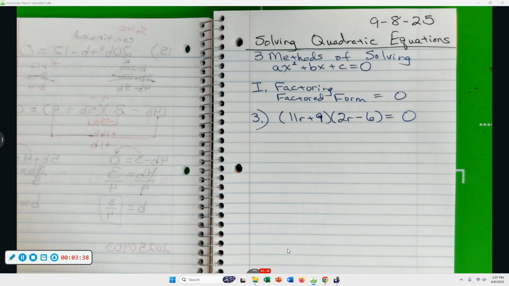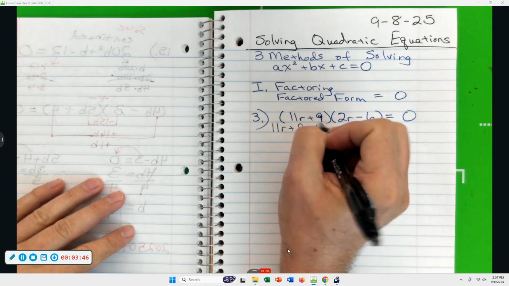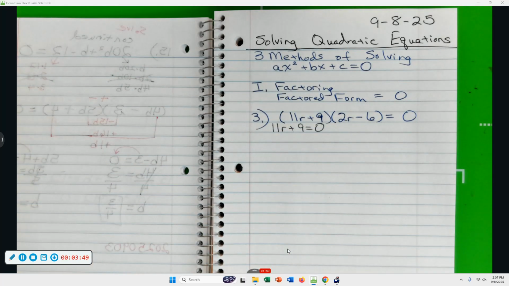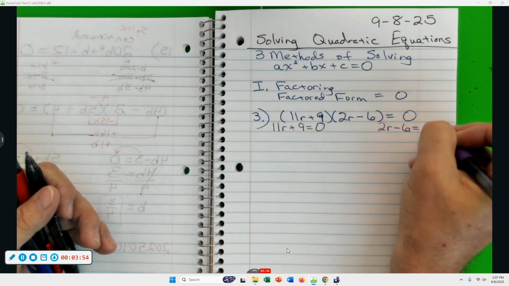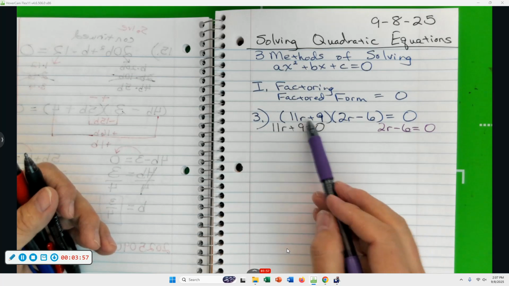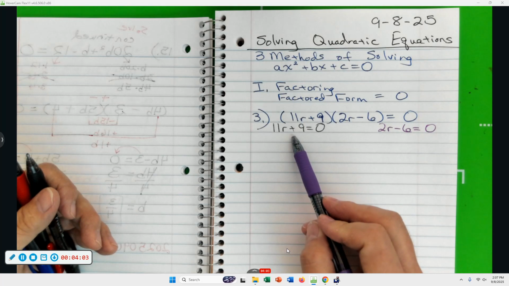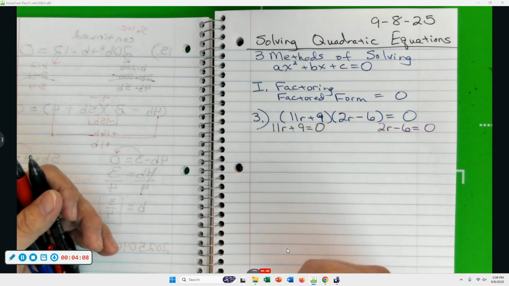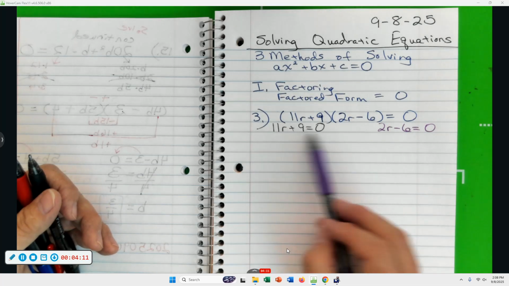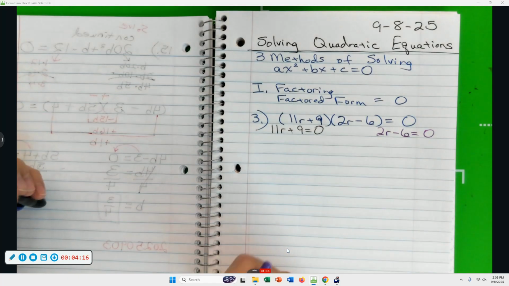To solve the equation, we just set the two factors equal to 0. 11r plus 9 equals 0, and 2r minus 6, set that one to 0 also. Remember, we said the last time the only way a product can equal 0 is for one or more of the factors to be 0. So when is 11r plus 9 equal to 0? When is 2r minus 6 equal to 0? Solving this first equation, you tell me what I should do. To solve this, there's only one correct next step.